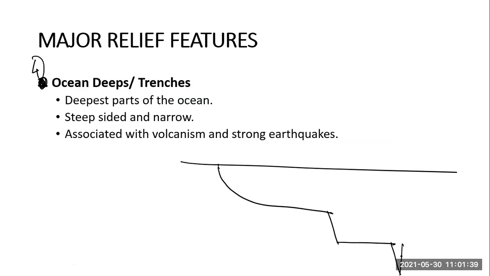The ocean trenches are one of the deepest parts of the ocean, and they often have steep sides and a narrow, steep-sided condition. They are often associated with volcanism and strong earthquakes. You might have heard of deep ocean trenches before, at least. Some of you might have heard of the Mariana Trench before.